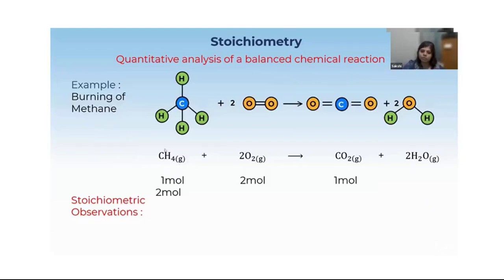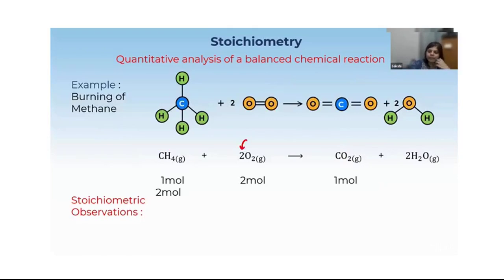Yes, but there is one carbon atom here and one carbon atom here. There are four hydrogen atoms here and four hydrogen atoms here. There are four oxygen atoms here as well, two here and two here. It is balanced. Now let us check the coefficients. Here the coefficient is 2.